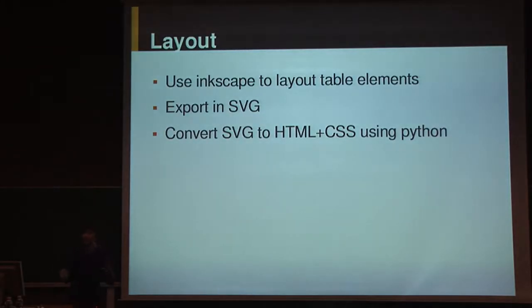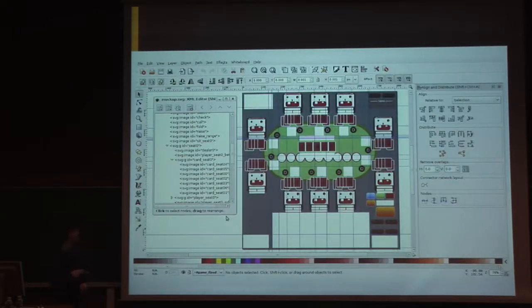So about the layout, you've seen that there is a lot of fixed position elements. For bootstrapping the layout, we relied on Inkscape. So we could place, using Inkscape, the elements as images, and then export it to SVG and convert the SVG back to HTML and fixed position CSS, in order not to have to type fixed position for each element. So it does look like that.